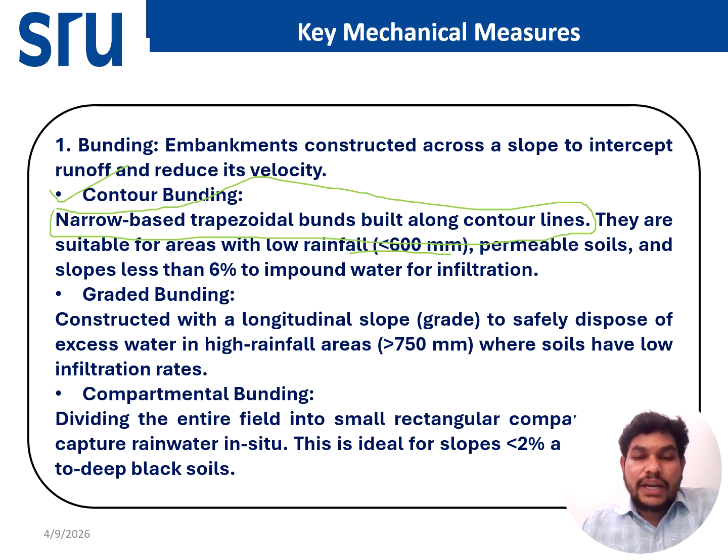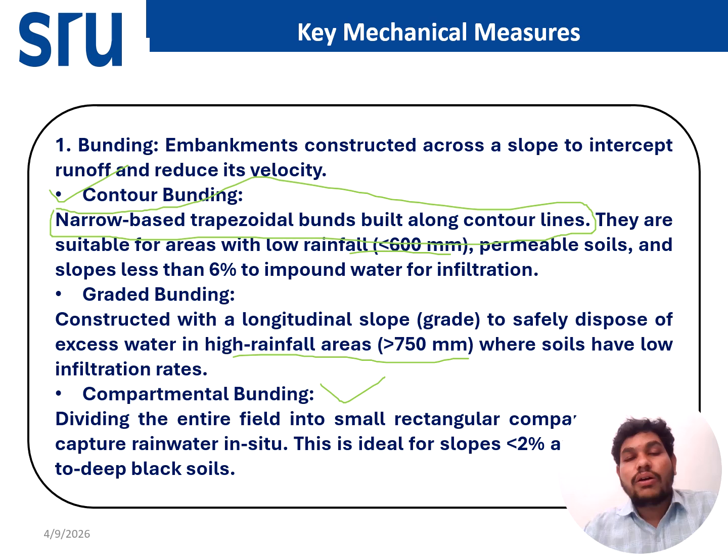The second one is graded bunding, which is done in high rainfall areas, more than 750 rainfall. It is mostly done in black soil where the infiltration rate is low. So graded bunding allows the water to infiltrate the soil. Then there is compartment bunding, where small rectangular bunds are made, and the field is divided by a number of bunds.